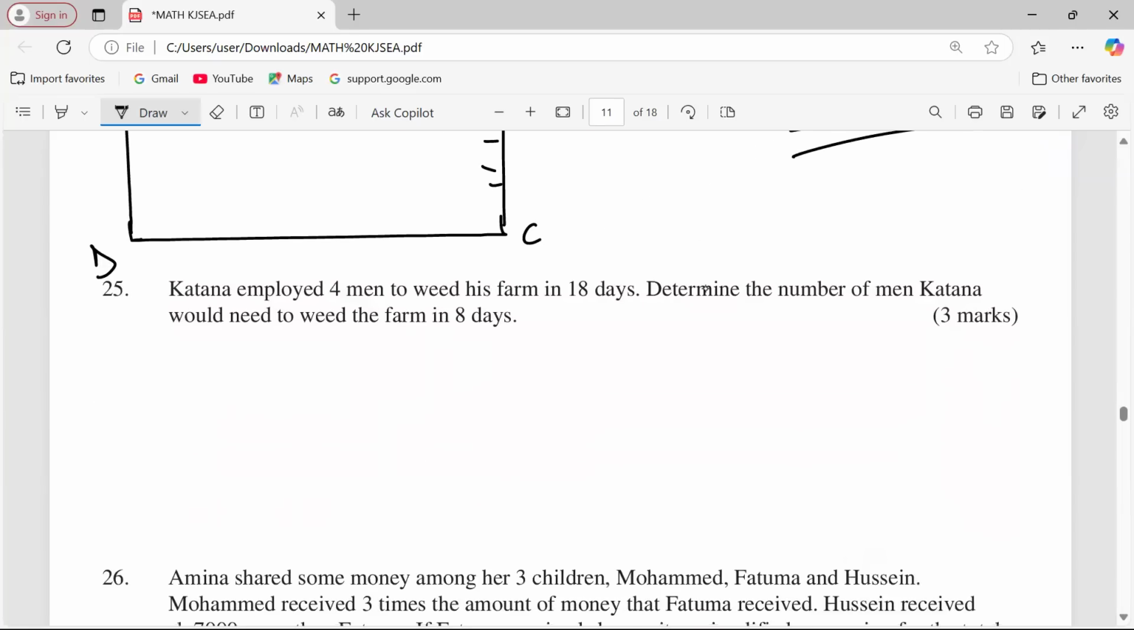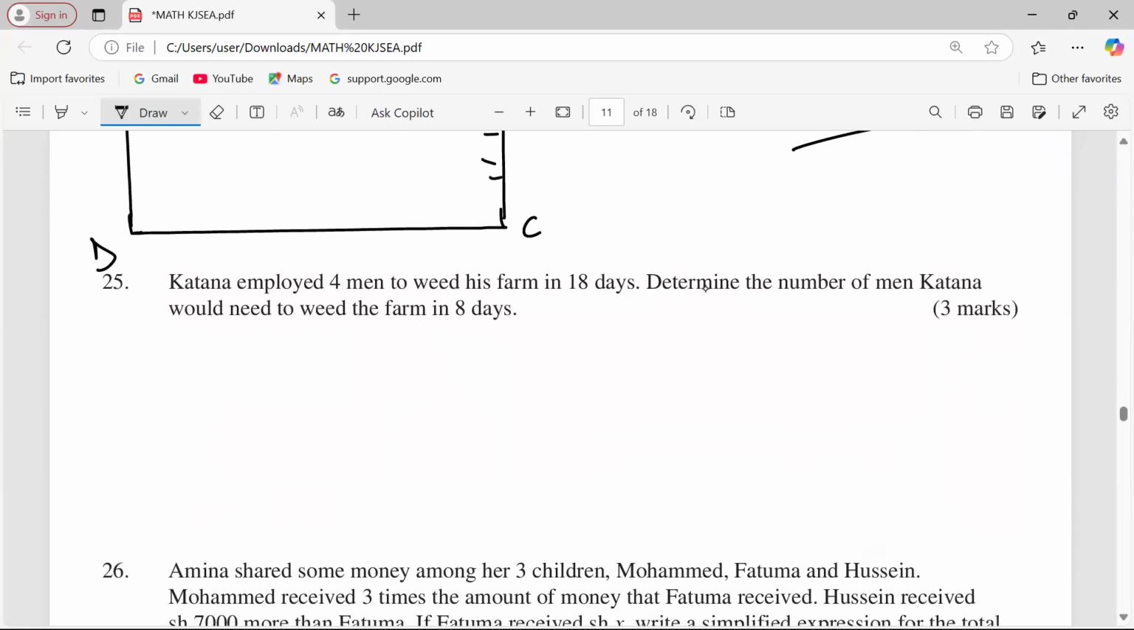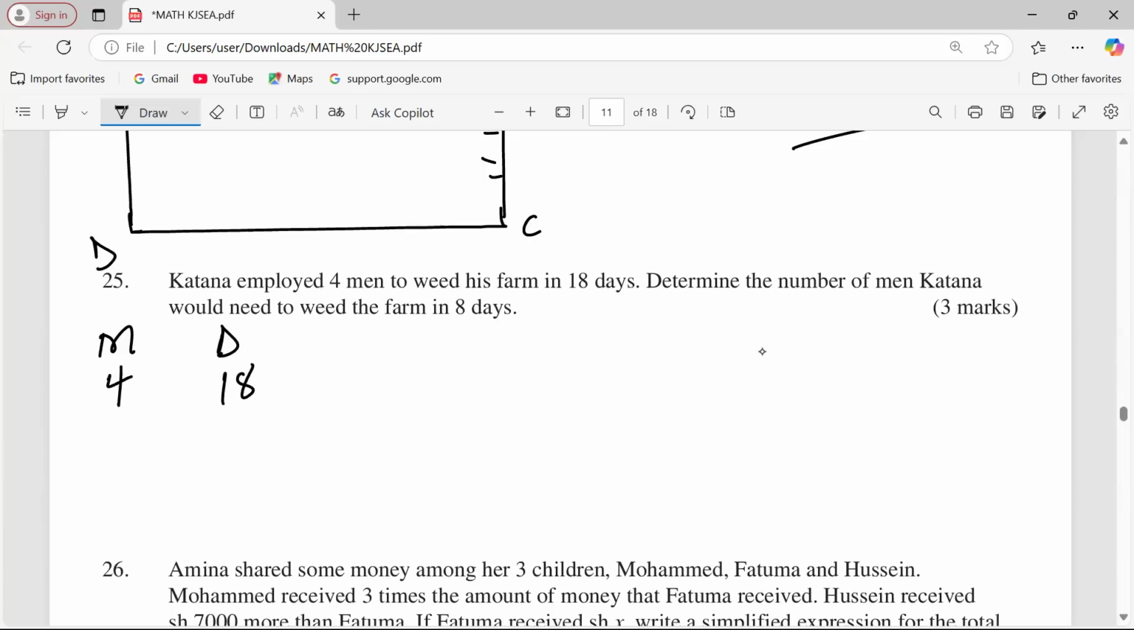All right, 25. Katana employed 4 men to weed his farm in 18 days. Determine the number of men Katana would need to weed his farm in 8 days, assuming that all men will work at the same rate. So we have men and we have the number of days. Men are 4 to work for 18 days. And now we need a new number of men to work for 8 days.